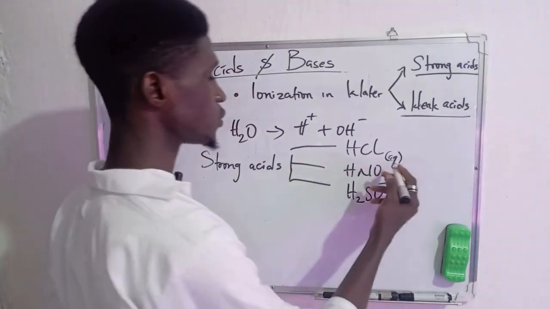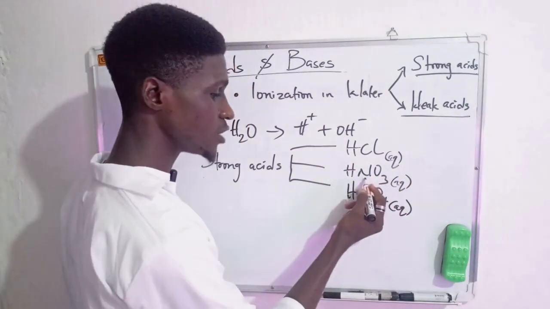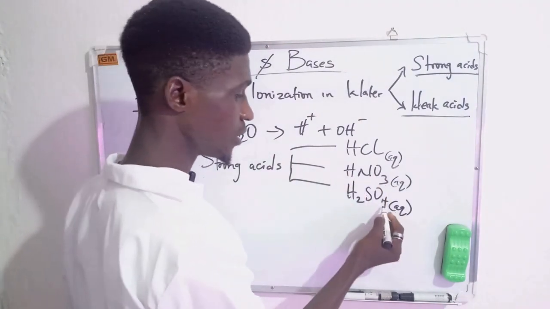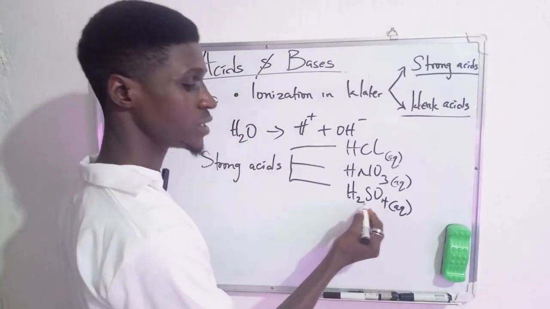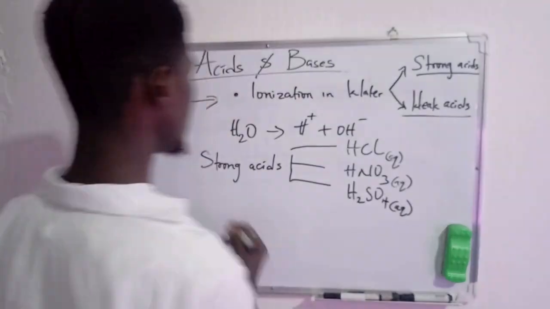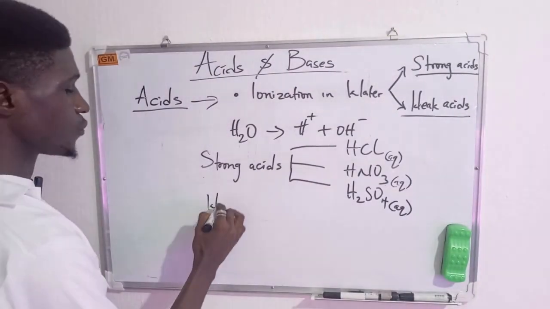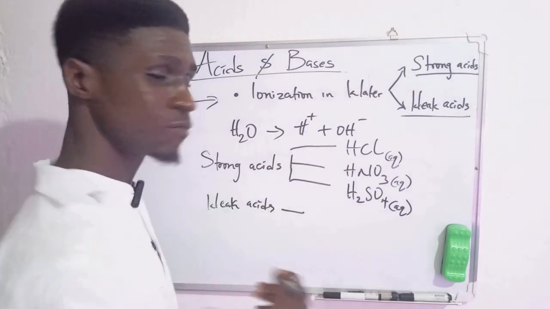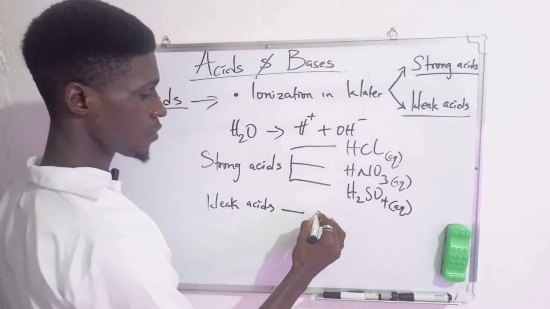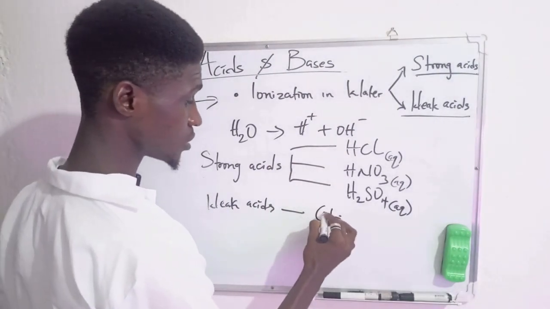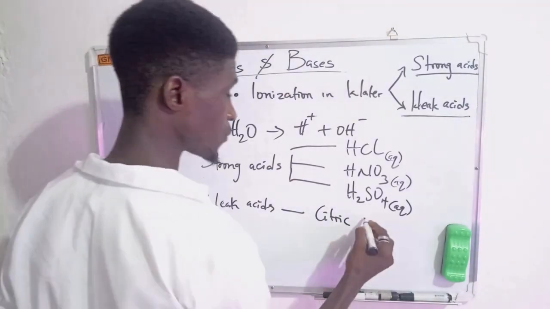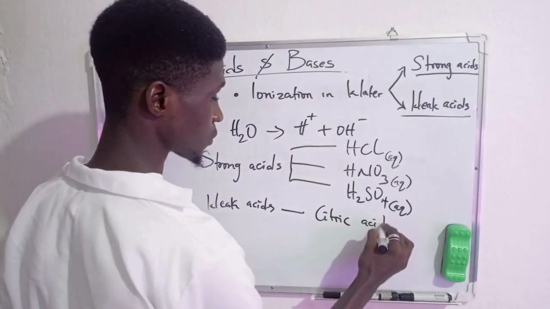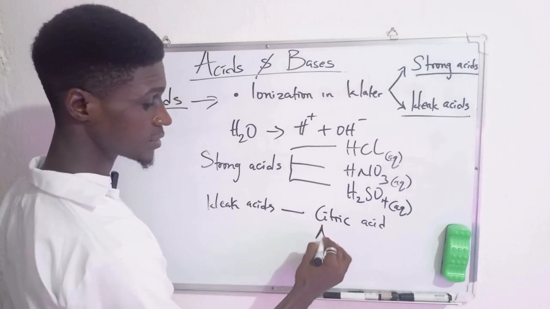So this is hydrochloric acid, this is trioxonitrate 5 acid because of the presence of the hydrogen. Then this is tetraoxosulfate 6 acid. These are strong acids. Examples of weak acids, you can have the rest. You can have citric acid, the ones that you get from your oranges, your lime, your lemon, etc. Citric acid. You can have your acetic acid.